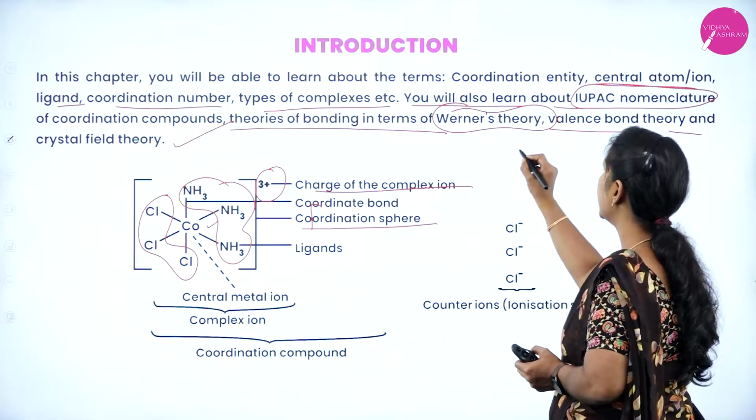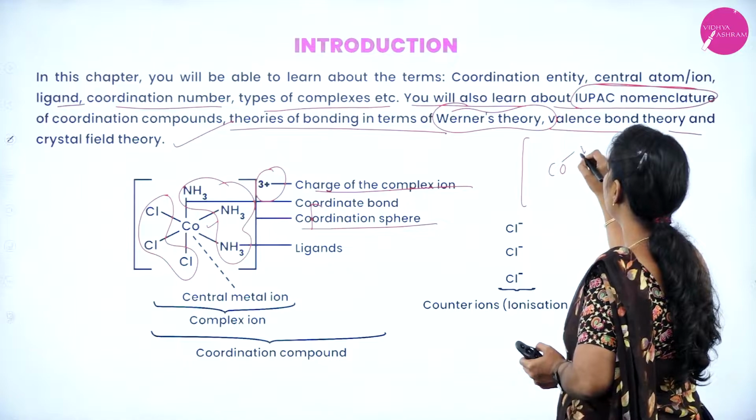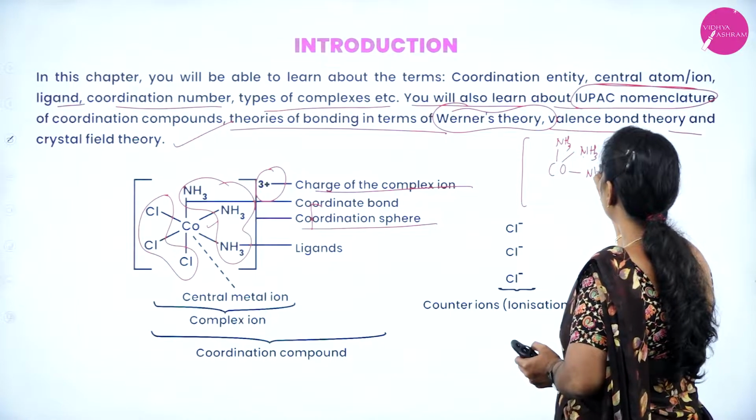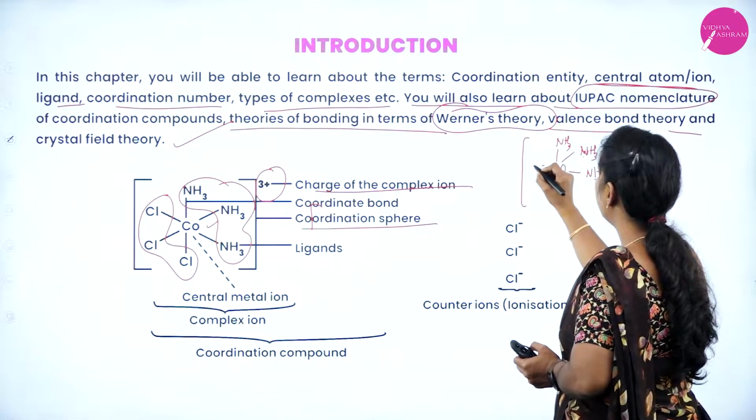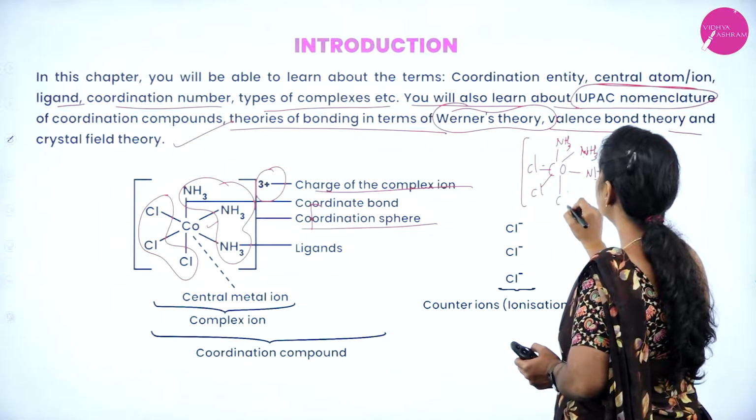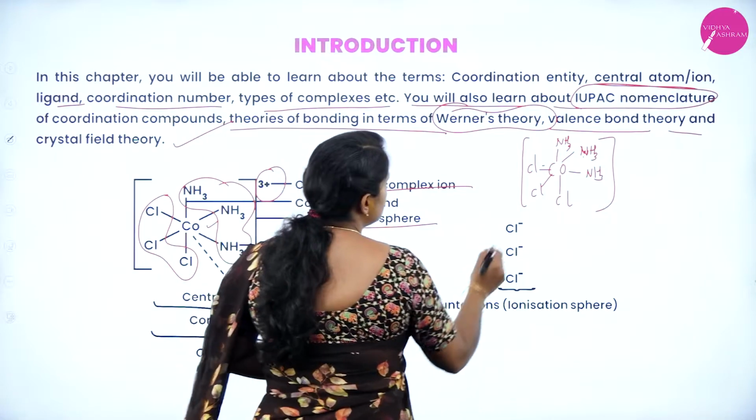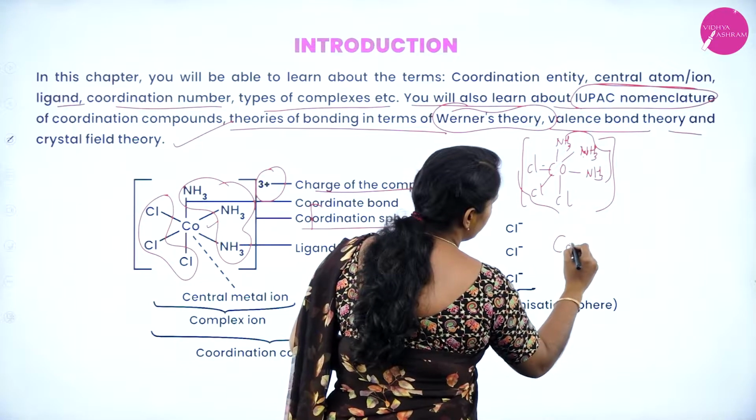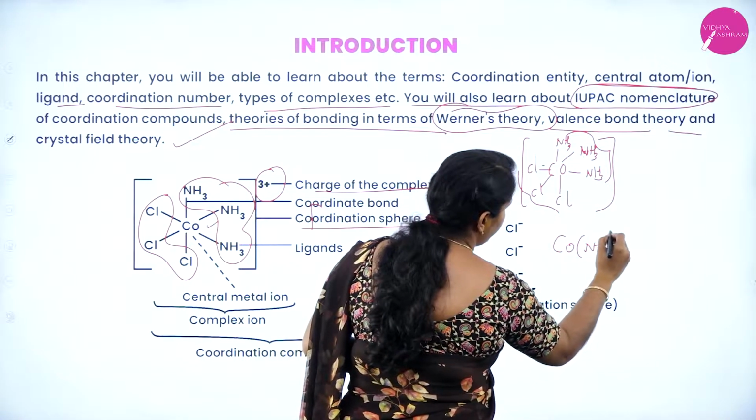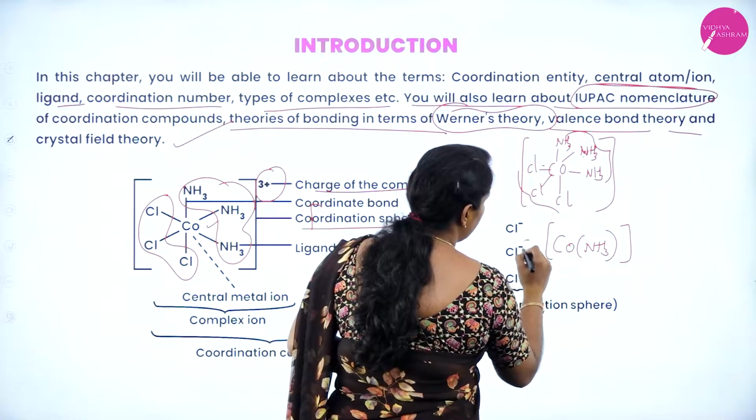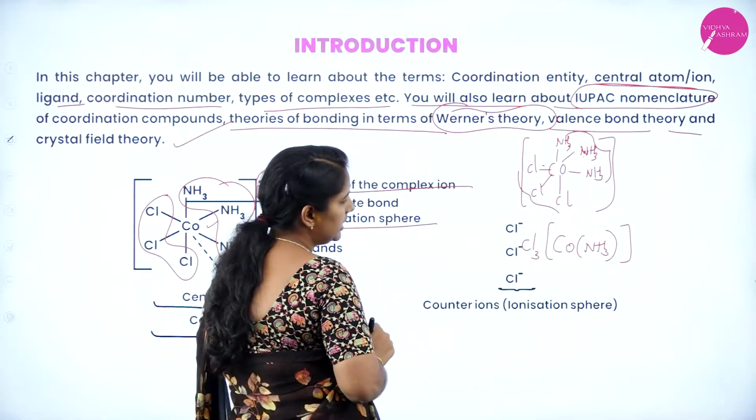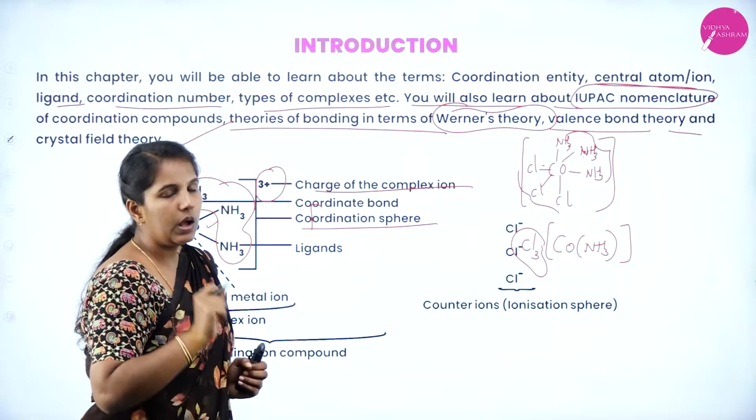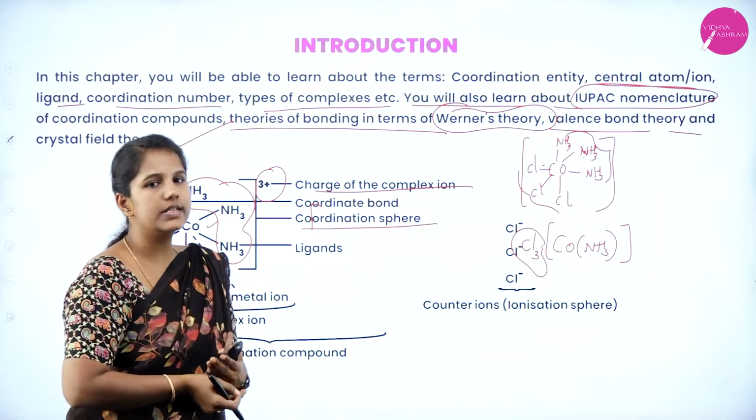I can write this structure as Co, NH3, NH3, NH3, NH3, Cl, Cl and Cl. Okay, and this we can write in this way also, Co, NH3, Cl3. Okay, these Cl3, there are 3 chlorido ligands are nothing but counter ion. Why we will write that counter ion? To balance the central metal atom.